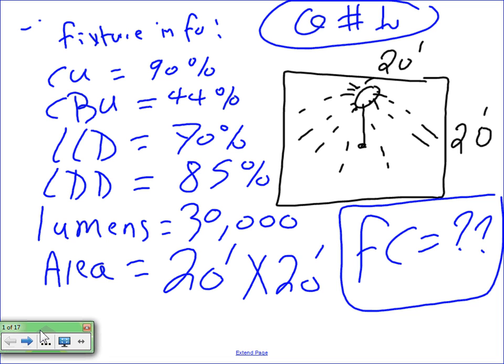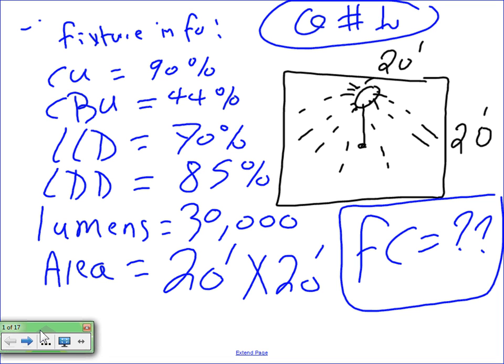Cool? All right. So everybody's looking at this information, guys. This is a floodlight, just to give you an idea. I have a 20 by 20 area right in the middle of it. Here's all the description of the floodlight. I have coefficient of utilization is 90%. Coefficient of beam utilization is 44. Lumen depreciation factor is 70. Dirt depreciation factor 85. Lumens is 30,000 lumens. And the area is 20 by 20. And the question is, find the foot candle.